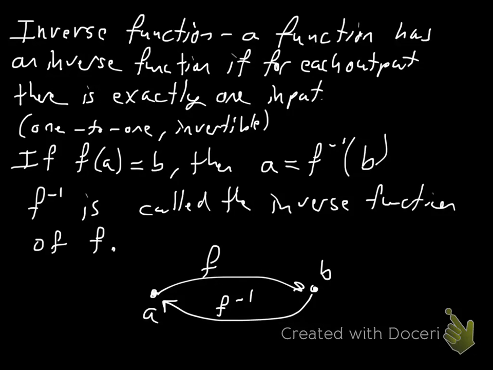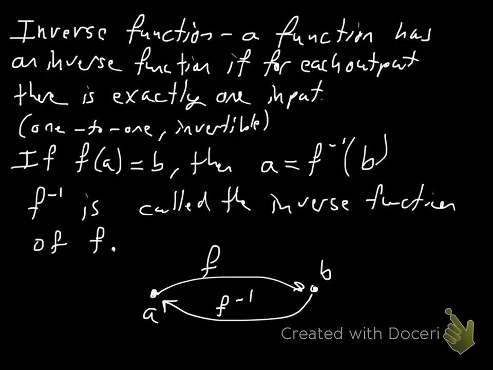We say a function has an inverse function if for each output there is exactly one input. We also call something that has an inverse function one-to-one, or we say that the function is invertible. So if f of a equals b, then a equals f inverse of b. The inverse function would be f inverse, f to the minus 1.